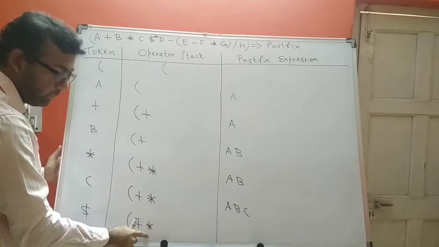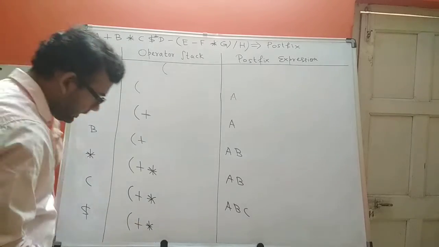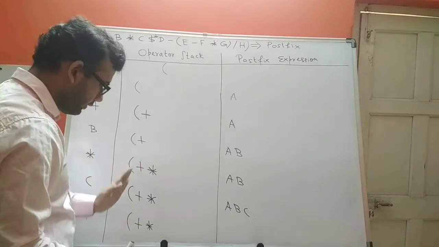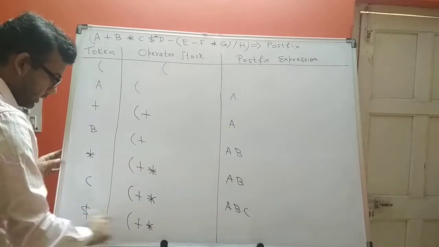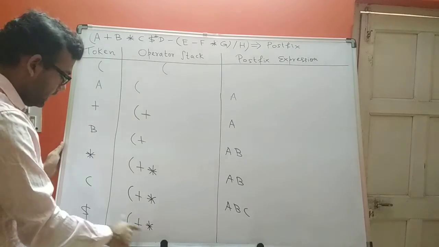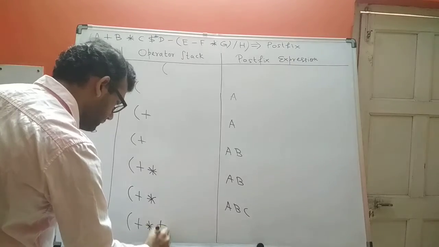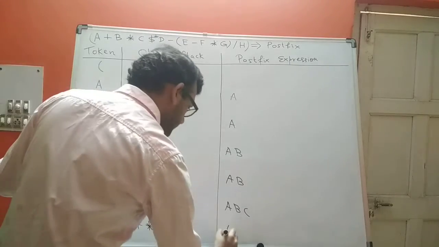This is your top of stack. My stack, which I am writing here, is growing from left to right. So star has lower precedence than dollar, or let's say dollar has higher precedence than star. So dollar can be above star because a higher precedence operator can be above a lower precedence operator.